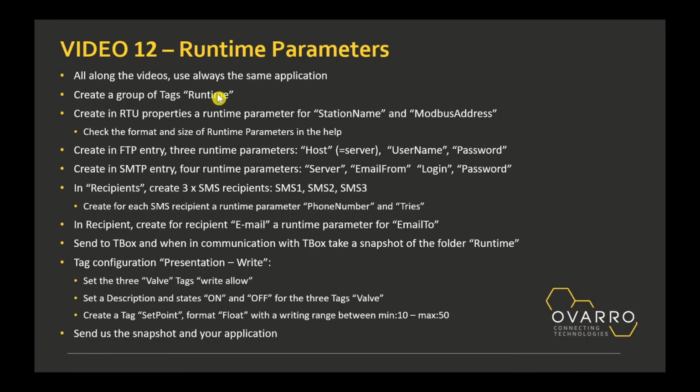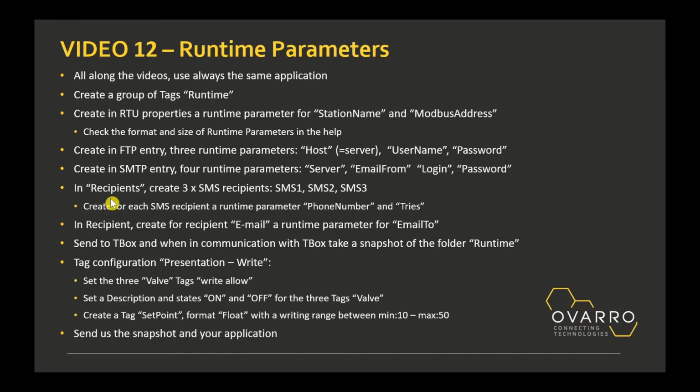So as usual, use the same application. As usual, also the idea is that you will do what you have seen in the video. So you create a group of tags runtime. You create runtime parameters associated to the station name and the Modbus address. Remember that you can check the format and the size of the runtime parameters in the help. In the FTP entry, you create 3 runtime parameters. In the SMTP entry, you create 4 runtime parameters.